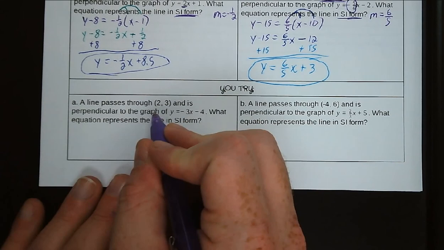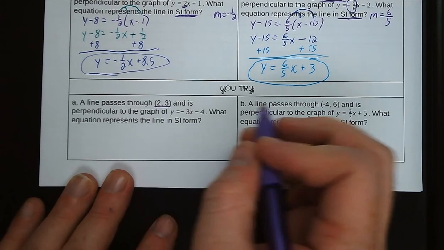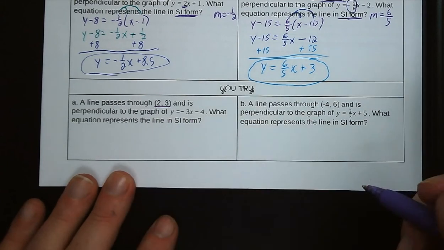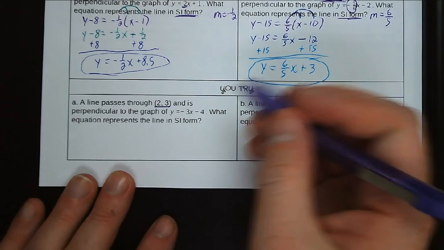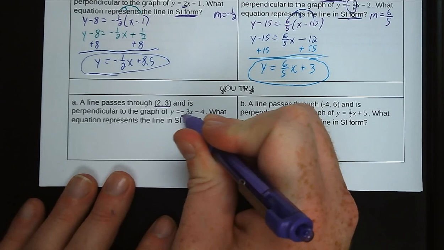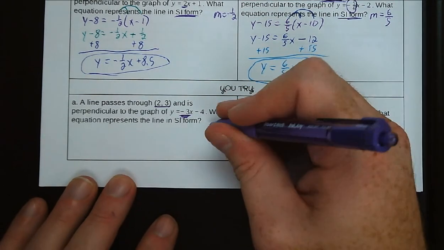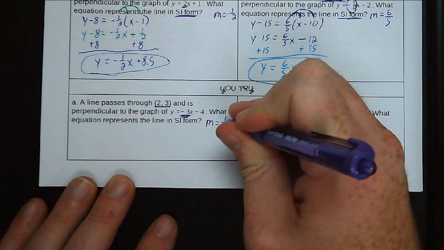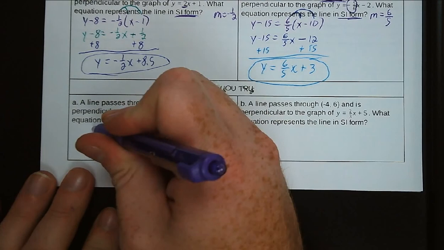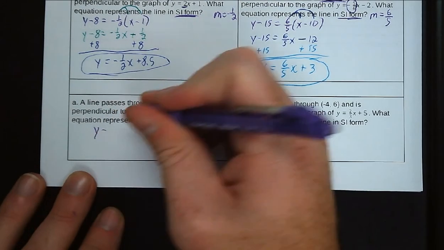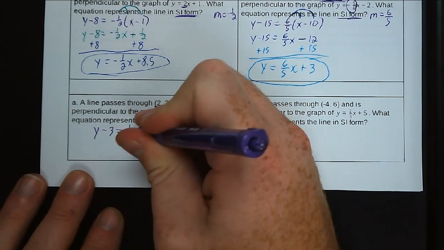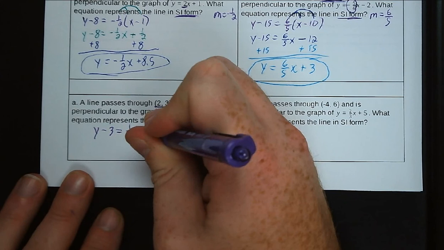All right, a line passing through the point (2, 3), and is perpendicular to the graph of y equals negative 3x plus 4, or negative 3x minus 4. What equation represents the line in slope-intercept form? So my slope is the opposite reciprocal of negative 3, so my slope is going to be a positive 1/3. And I'm going to use point-slope form. Y minus 3 is equal to 1/3 times x minus 2.